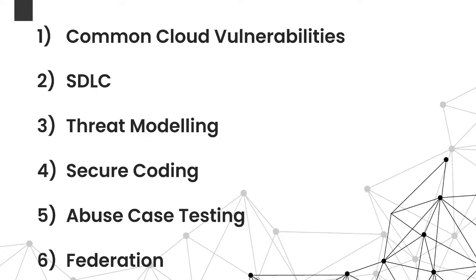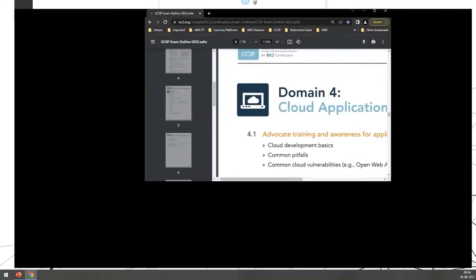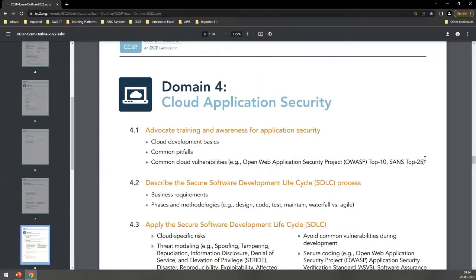First of all, team, they have discussed the common cloud vulnerabilities. It's very important to understand them. They have mentioned the OWASP Top 10 and the SANS Top 25. You may be thinking, Krish, OWASP is basically for applications, right? But OWASP has the Top 10 for applications, the Top 10 vulnerabilities for cloud, and the Top 10 vulnerabilities for APIs. They have many more.